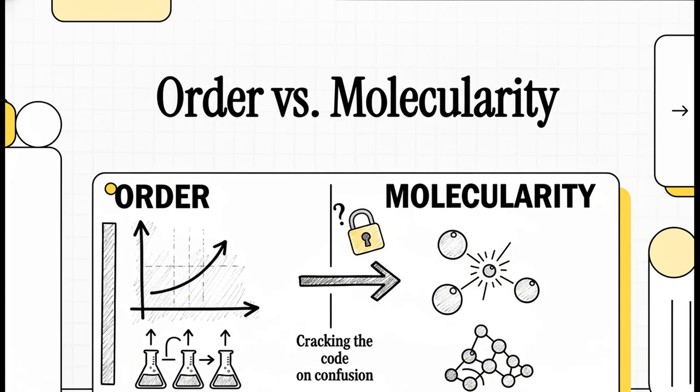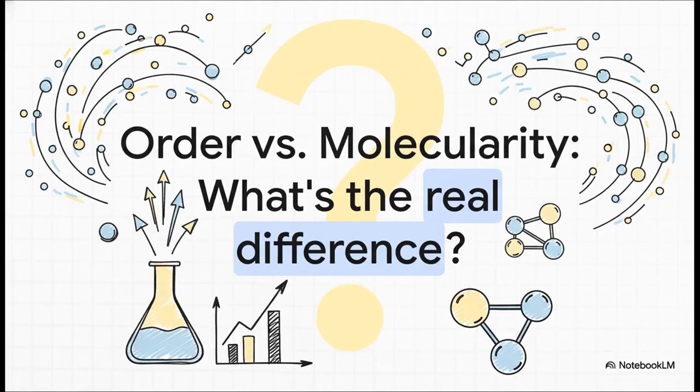All right, if you've ever dipped your toes into chemical reactions, you've probably bumped into two words that sound super similar but are totally different: order and molecularity. They both try to tell us how a reaction happens, but, and this is the key, they come at it from completely different angles. So today, we're going to crack the code on this one. So what is the real difference? I mean, really. Let's get right into it and break it all down.